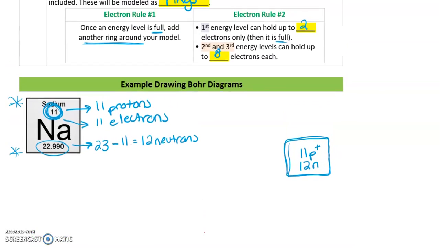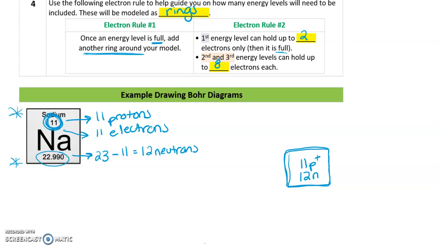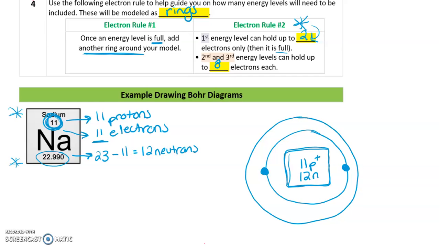Those are some rules that we're going to have to keep in mind when we're drawing our 11 electrons for sodium. So I'm going to start with my first energy level, or my first ring. Looking at rule number 2, our first ring can hold 2 electrons, so I'm going to draw 2 electrons on this first ring. Then that energy level is full, so I can no longer put any more electrons on this ring, but I still need to get to 11 electrons. So I have to add another ring, and I can add up to 8 electrons on this second ring because it's on the second energy level.